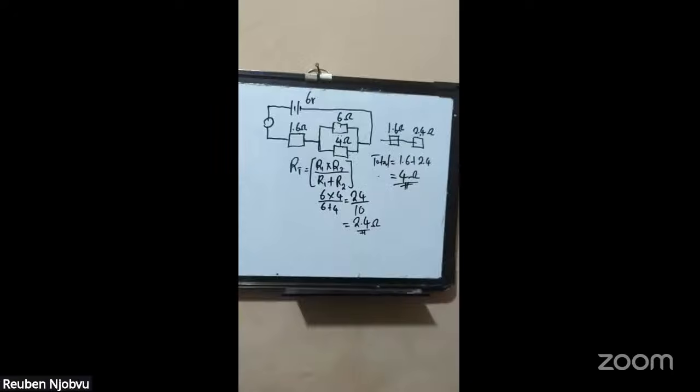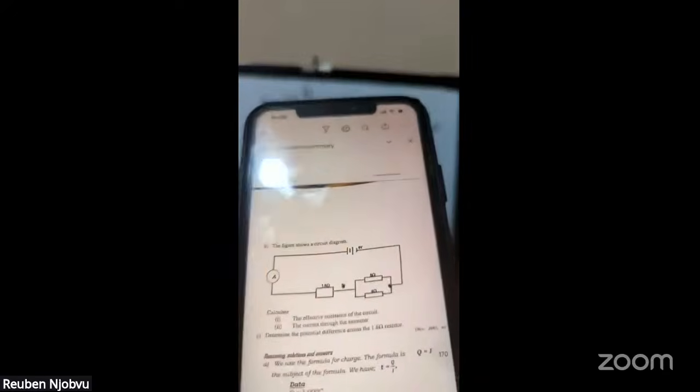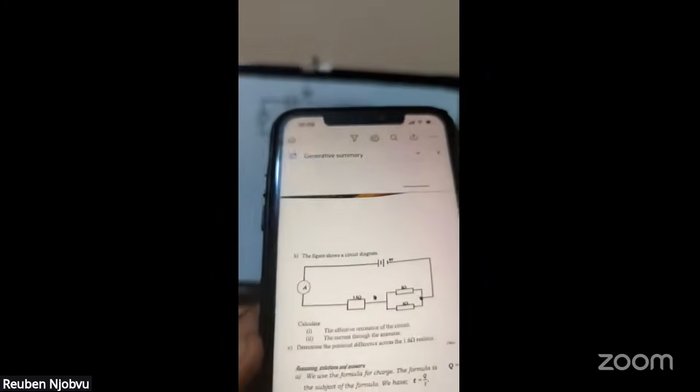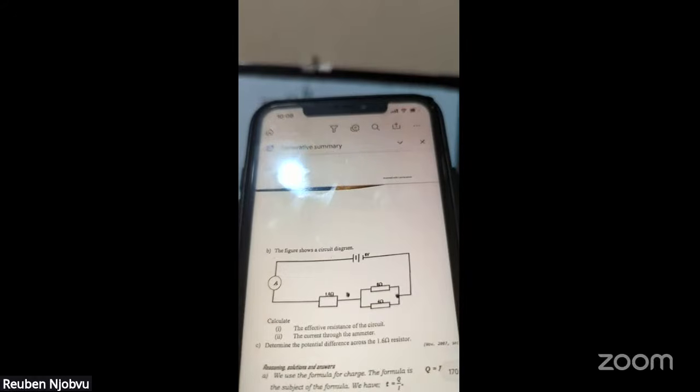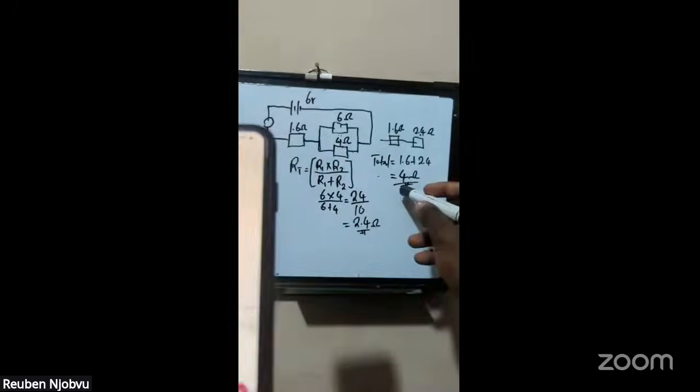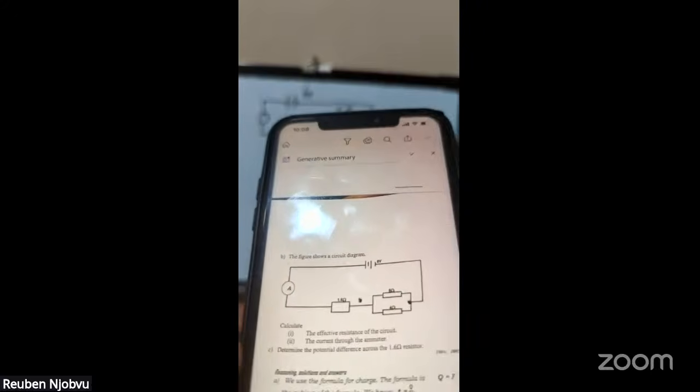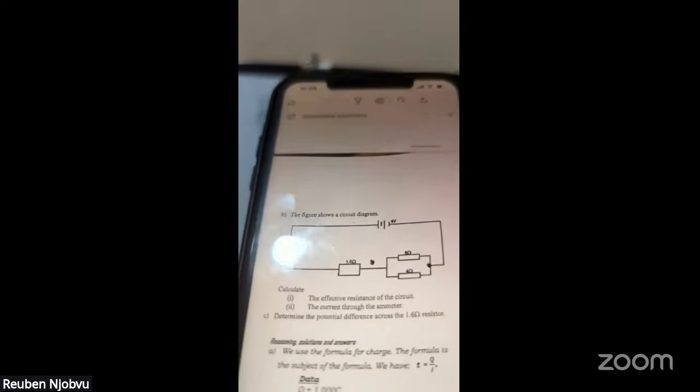Okay. So that's it. That's how you find this question. The next question was asking, what is the current through the ammeter? Now after finding the effective resistance, which is 4, the next question is asking you to find the what?